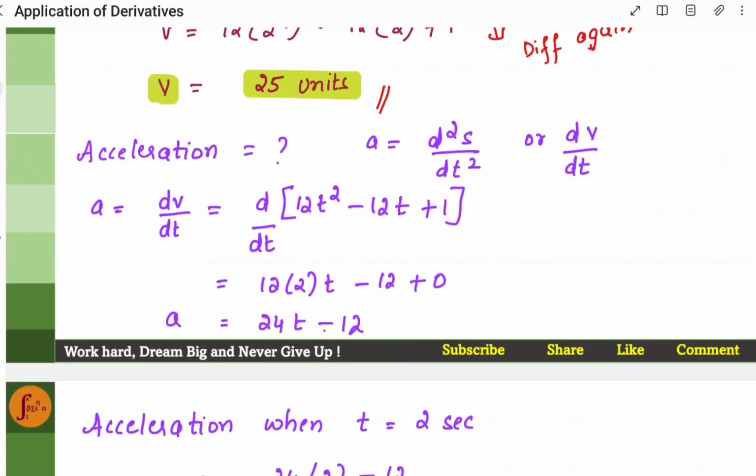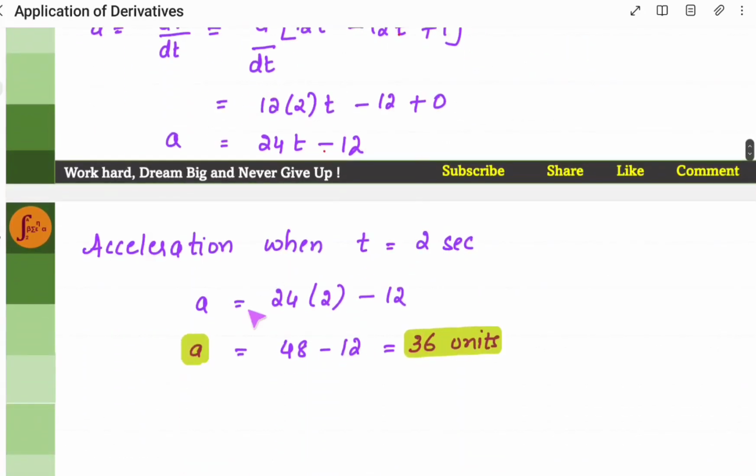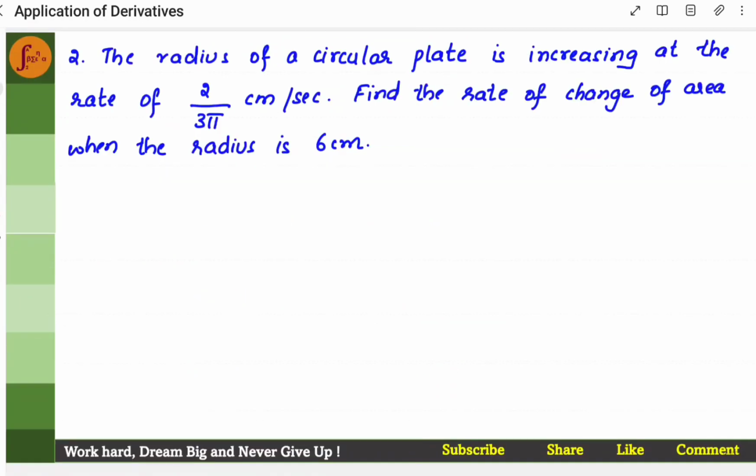which is 24t minus 12. Now we have to find acceleration when t is equal to 2 seconds. So substitute t as 2 seconds and you will get acceleration as 36 units. Now let's take this another problem.